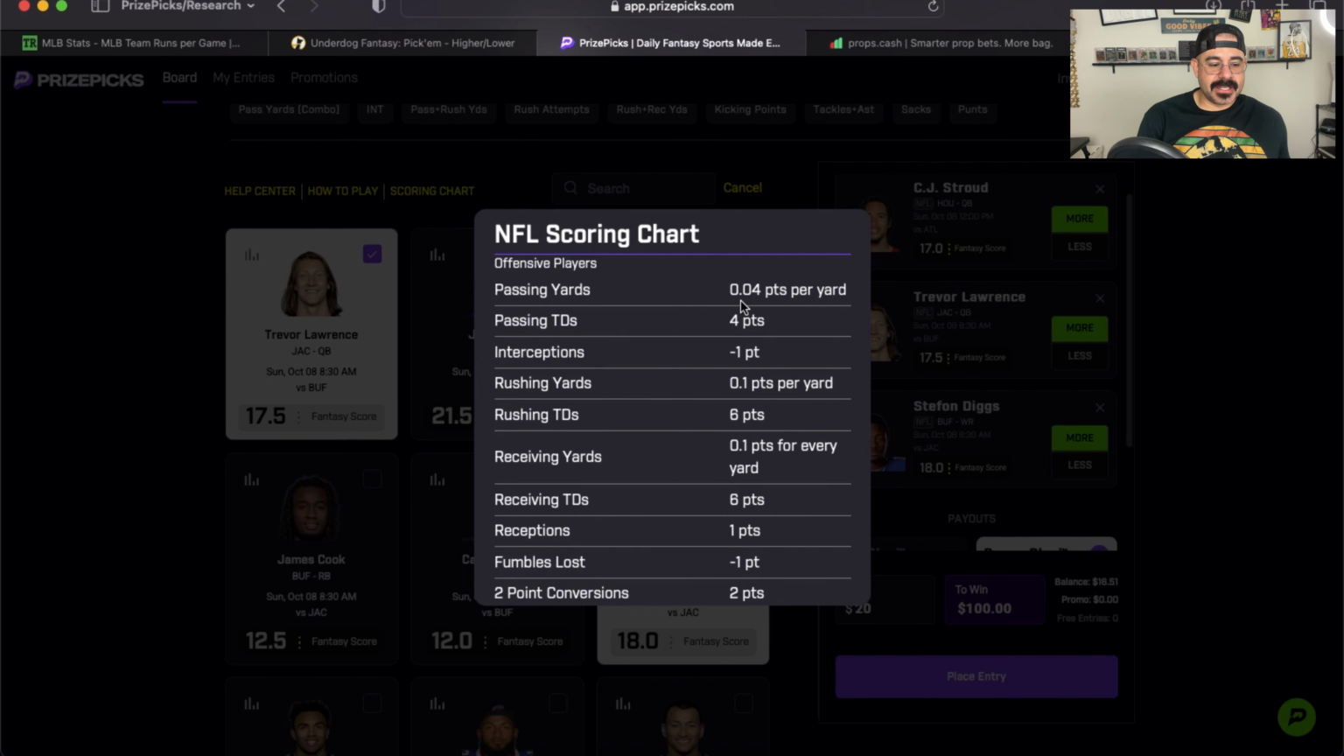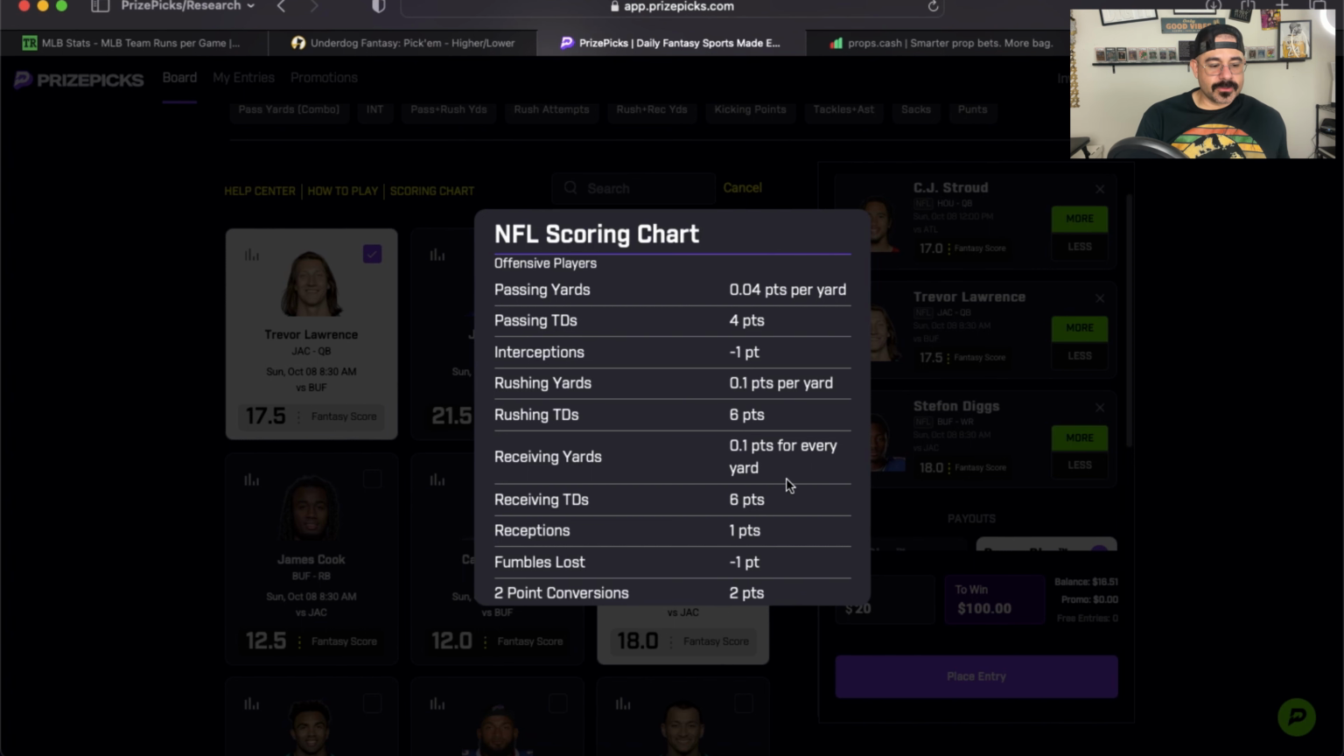Passing yards, you see that is 0.04 points per yard. Passing touchdowns worth 4 points. Interceptions -1, fumbles lost -1. So very important to be familiar with the turnover points as well. Rushing yards, 0.1 point per yard. So when you gain 1 yard is 0.1. When you gain 10 yards, it is equal to 1 point. Receiving yards, the same system here. 0.1 points for every receiving yard you gain.